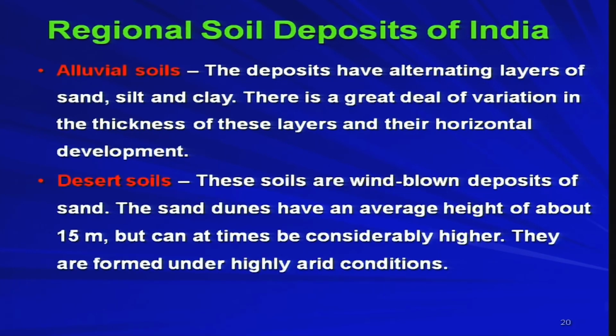Then coming to the desert soils. These soils are wind blown deposits of sand. The sand dunes have an average height of about 15 meter, but can at times be considerably higher. They are formed under highly arid conditions. Suppose in any desert area like Rajasthan or Ahmedabad, you may get this kind of desert soil.